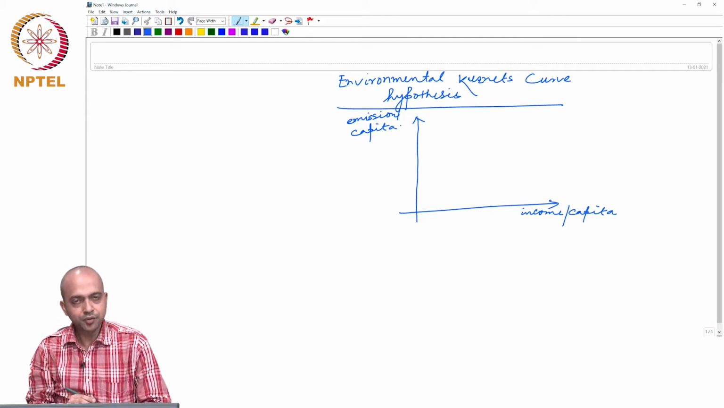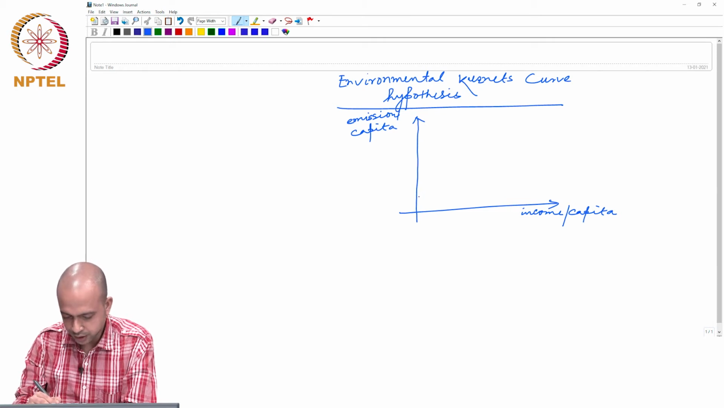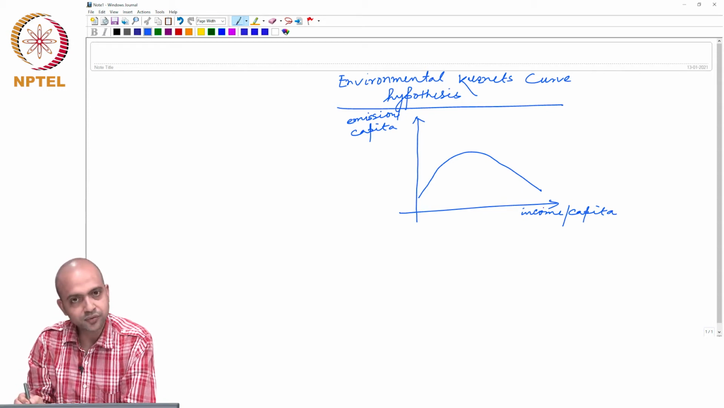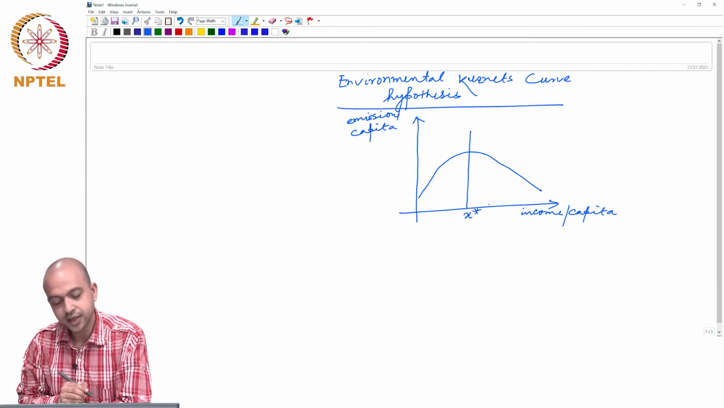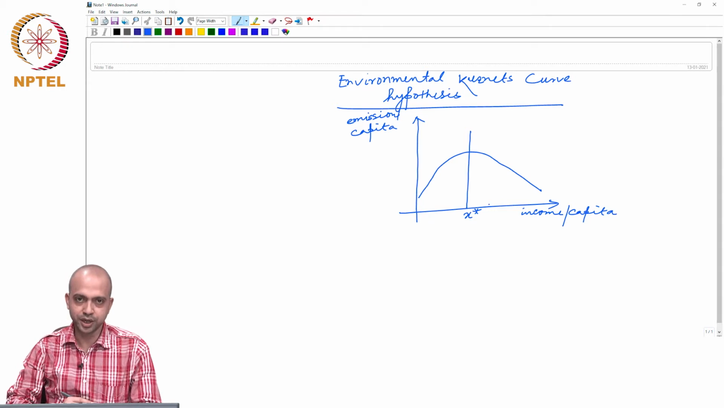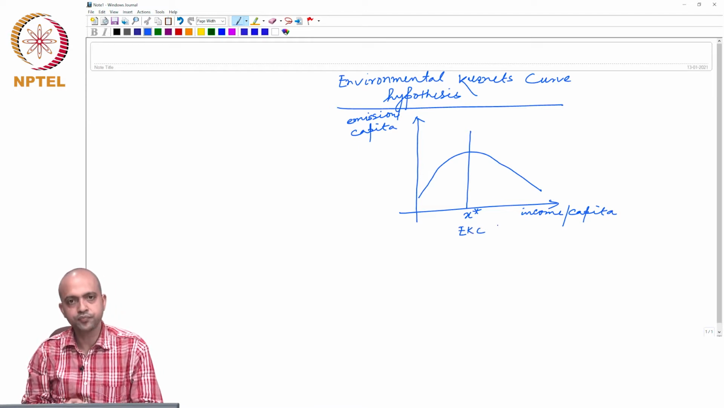Then this environmental Kuznets curve hypothesis postulates that there is some kind of inverted U-shape relationship between these two. That means, at the initial phases of growth, emission per capita will increase, and once the economy achieves a certain per capita level of income, let us say X star, then pollution per capita automatically comes down. That means environmental quality starts improving.